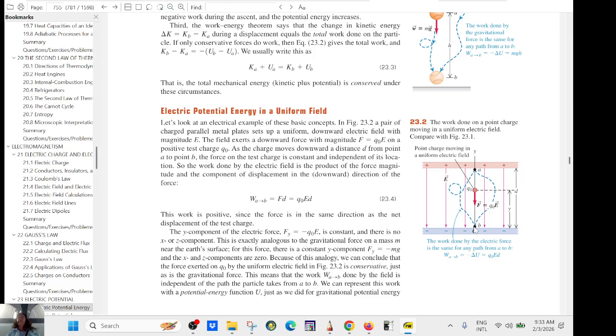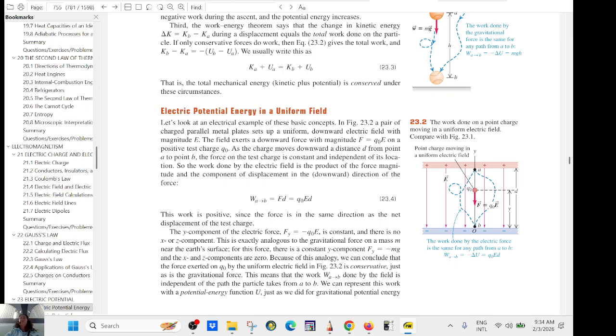That means it doesn't matter if I go from here straight up, or if I take that path here, or if I take this path here, the change in potential energy will be the same. Now, you can think of negative as being the ground, and positive is high altitude. So high voltage, and that will be your ground. If it's a negative charge, it's going to be the opposite.